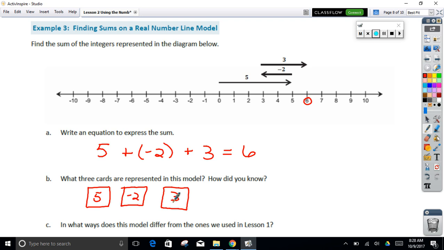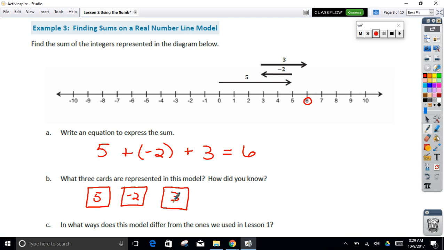Okay, in what ways does this model differ from the ones we used in lesson 1? So how is this different? Jake? Wait, oh, I was gonna ask for part A. If you have more than one negative or more than one positive numbers, could you just add all of the positive numbers together and then add the negatives? Yep, you absolutely can do that.